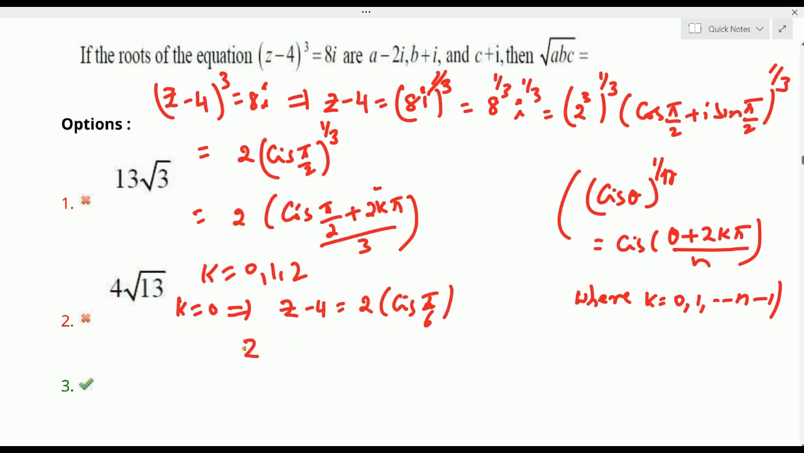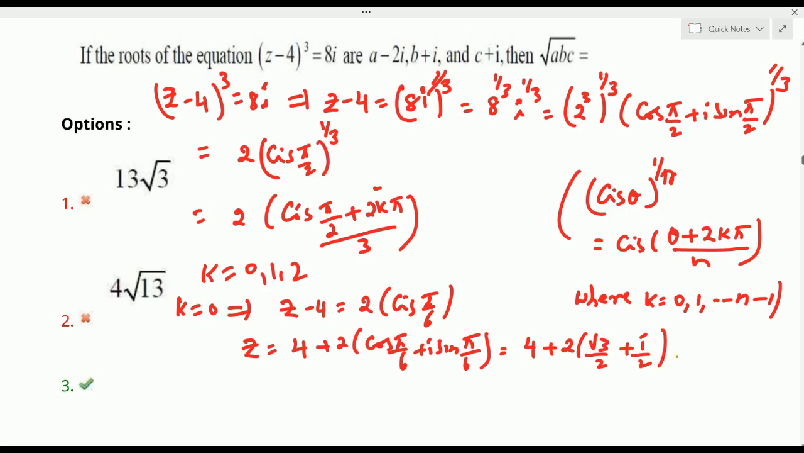That is z is equal to 4 plus 2 times cos pi/6 plus i sin pi/6. What is the cos pi/6 value? Root 3/2. The sin pi/6 value is 1/2. Therefore this is 4 plus 2 times (root 3/2 plus i/2). Okay? Multiplying by 2, it becomes 4 plus root 3 plus i.